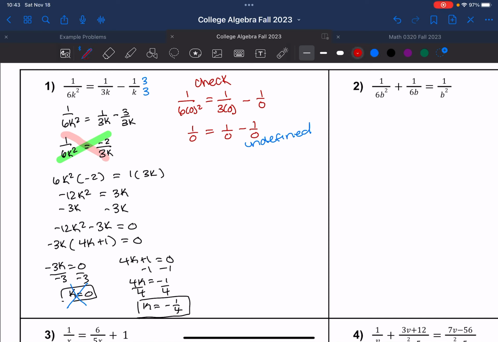Now we're checking the next part, that k equals negative 1/4. So anywhere I see a k, I'm going to be putting in a negative 1/4.